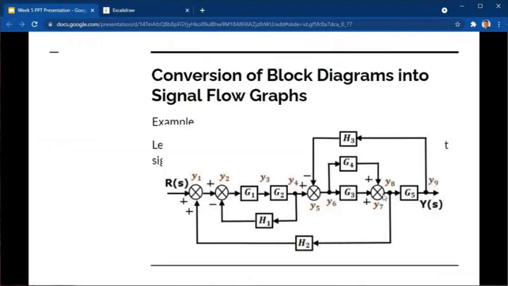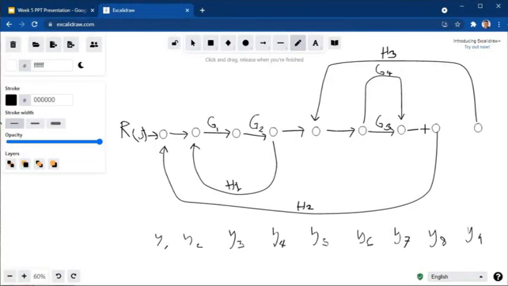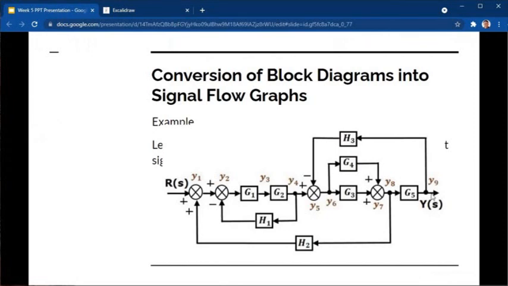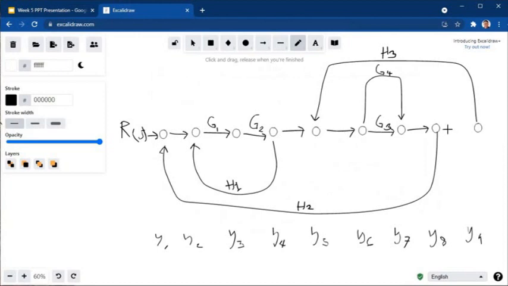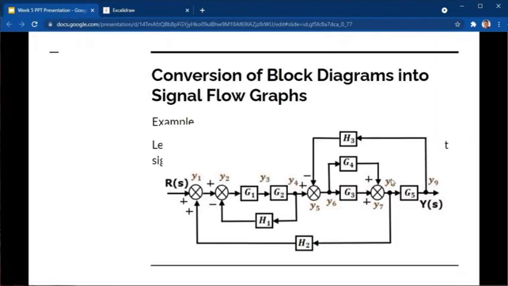Next, from y sub 7 to y sub 8, they are beside each other, a summing point, so we have a gain of 1 between them. Then from y sub 8, there is a signal to y sub 9 with a gain of g5. Okay, so that's it. This is our signal flow graph from the given block diagram. So let's see if our answer is correct.